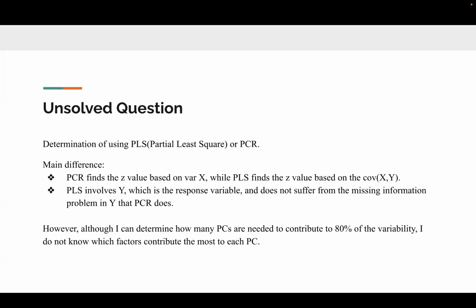There is also an unsolved question about determining whether to use the partial least squares method or PCR. The main difference is that PCR finds the Z values based on the variance of X, while PLS finds the Z values based on the covariance between X and Y. So PLS involves Y, the response variable, and does not suffer from the missing information problem in Y that PCR does. However, although I can determine how many PCs are needed to contribute at least 80% of variability in PLS, I don't know which factors contribute the most to each PC.